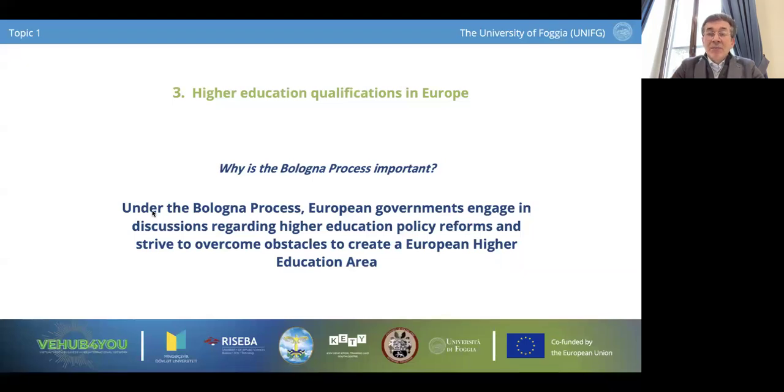Why is the Bologna process important? Under the Bologna process, European governments engage in discussions regarding higher education policy reforms and strive to overcome obstacles to create a European higher education area. Bologna reform is the key to building the necessary trust for successful learning mobility, cross-border academic cooperation, and the mutual recognition of study periods and qualifications earned abroad. Enhancing the quality and relevance of learning and teaching is also a core mission of the Bologna process. Implementation of these reforms is, however, uneven across the 48 participating countries.